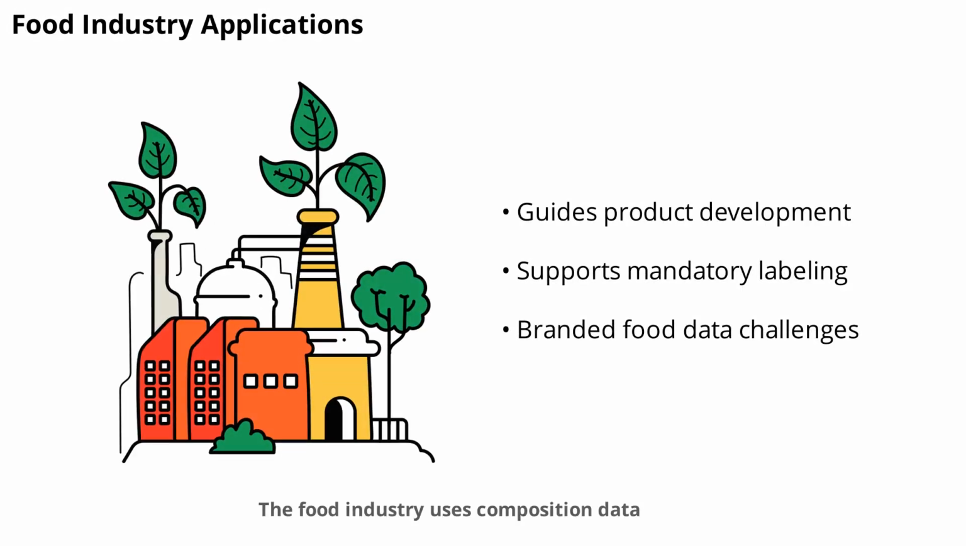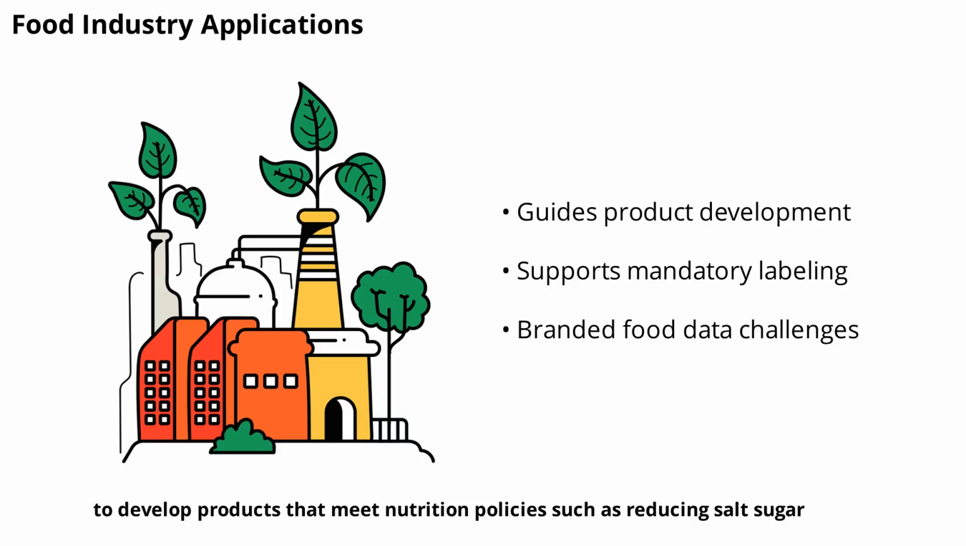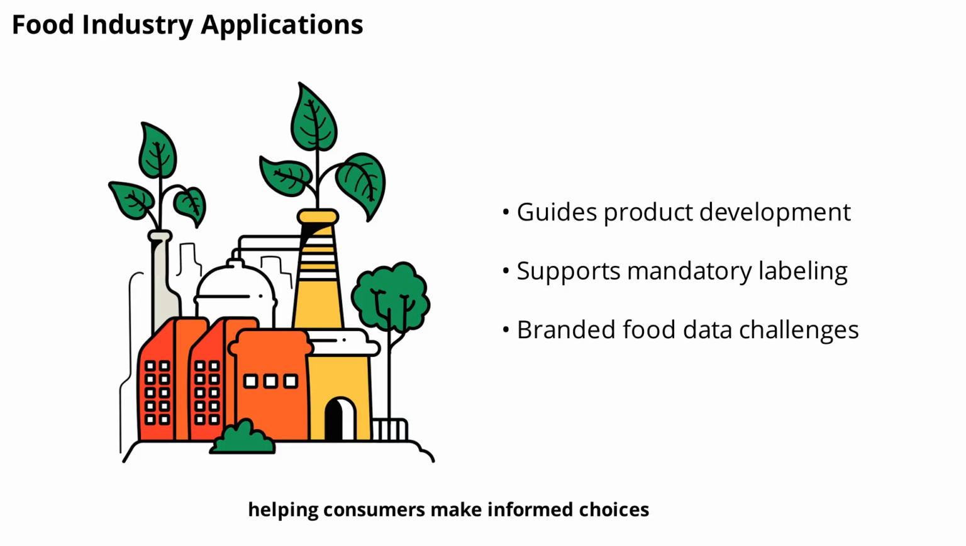The food industry uses composition data to develop products that meet nutrition policies, such as reducing salt, sugar, or unhealthy fats. Nutrient labeling is now mandatory in many regions, helping consumers make informed choices. Regulations like the European Food Information Regulation require detailed nutrient information on packaged foods. Branded food data is increasingly included in databases, though maintaining up-to-date information is challenging due to frequent product changes.